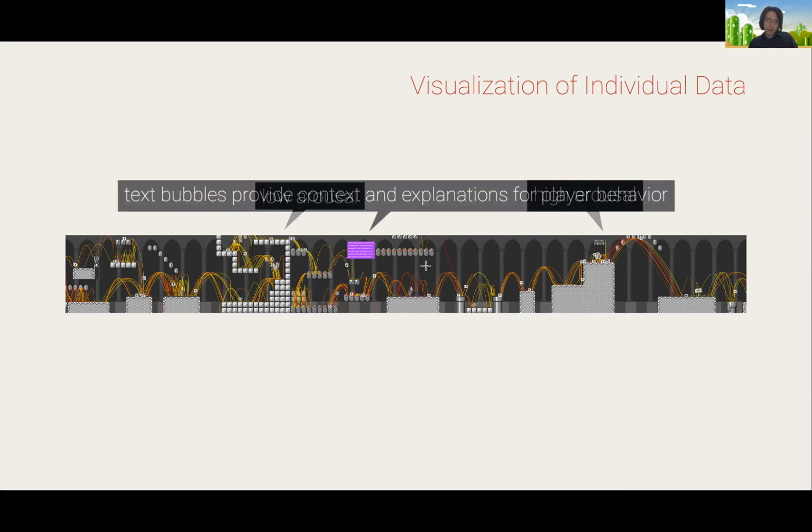The speech bubble or text bubble you can see here is basically a comment which has been made by a player during the playtesting session. And again, it's shown exactly where the player has been at that point in the level. So the environment, again, provides a certain context for interpretation of the comment.